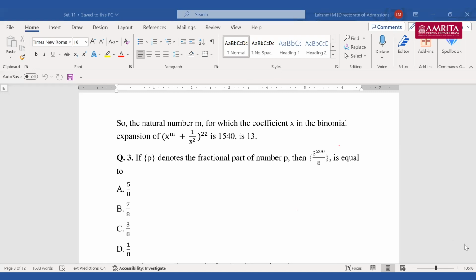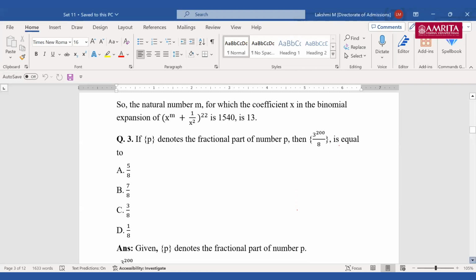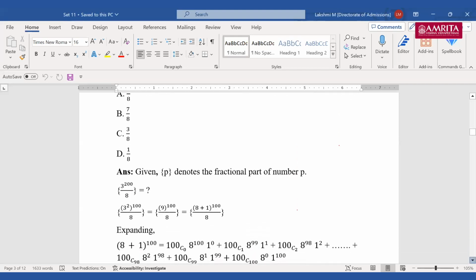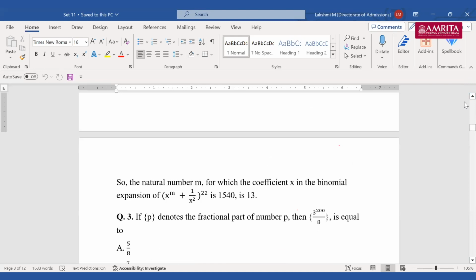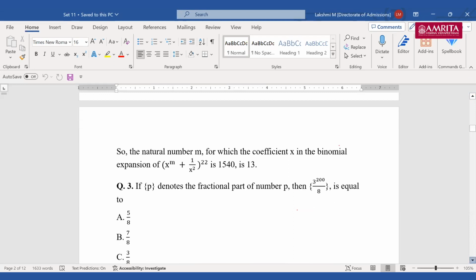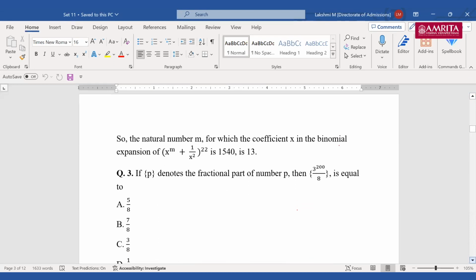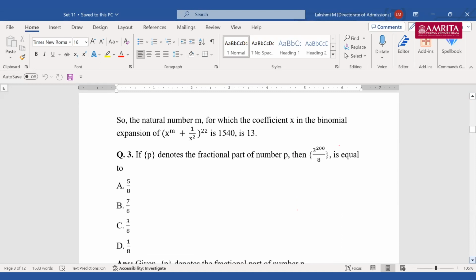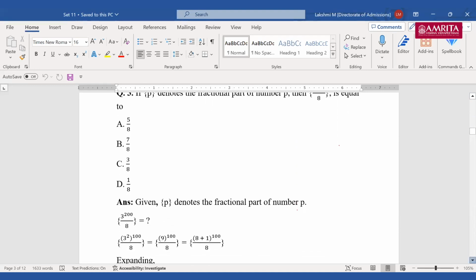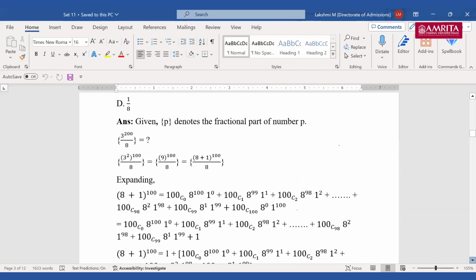So yes, moving on. It's a very easy question. So whenever this type of question comes, something like 3 raised to 200 by 8, and it's asking you for the fractional part or the integer, how you will be able to write the numerator in the form of the denominator or the denominator in the form of the numerator, that's what you need to be careful about. Whenever you're solving these type of questions, you have to think that way only.